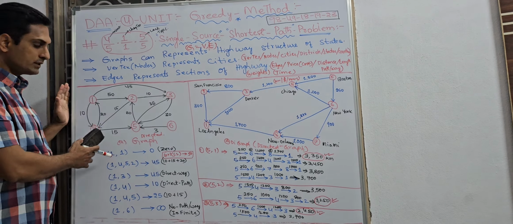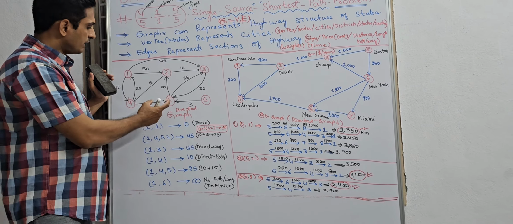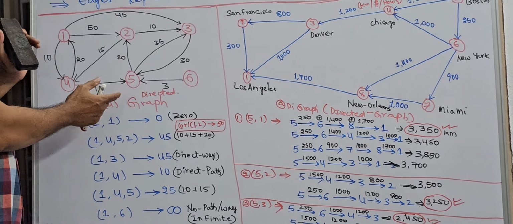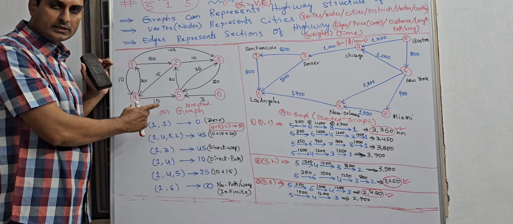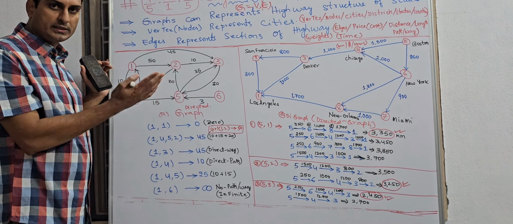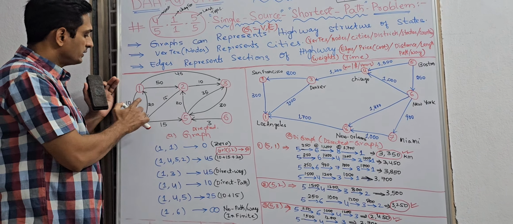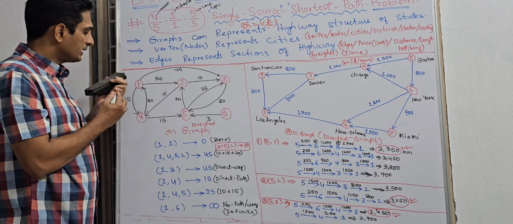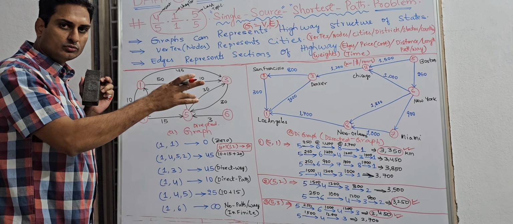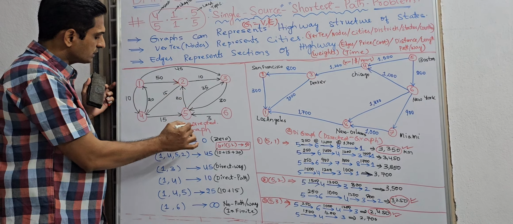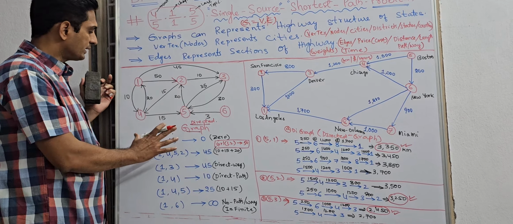Coming to one example here. These edges represent sections of the highway. Here are 1, 2, 3, 4, 5, 6. These are vertices or nodes. Imagine cities or states in real life, one state to another state. This is a directed graph because directions are given. These arrow marks give direction, so this is called a directed graph.